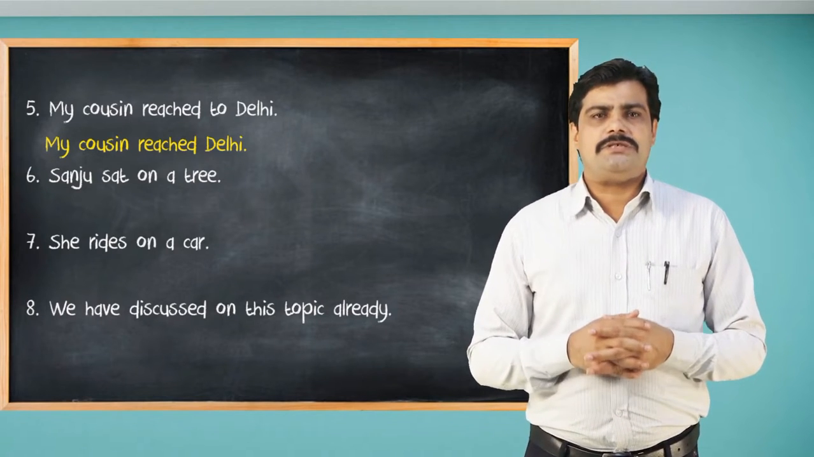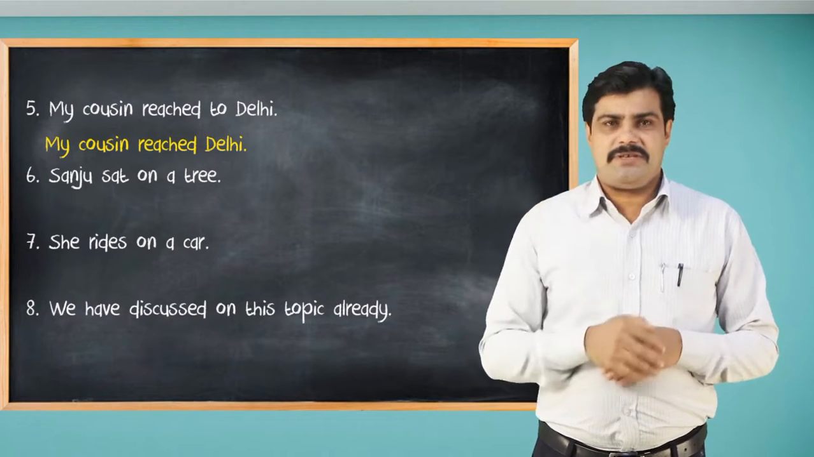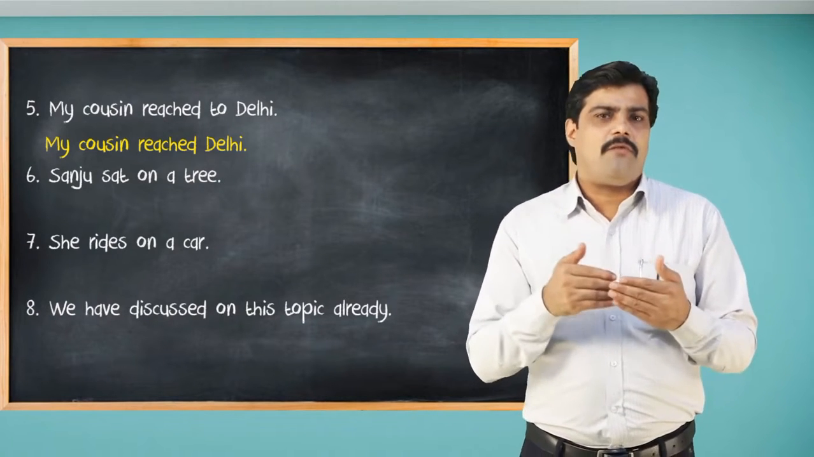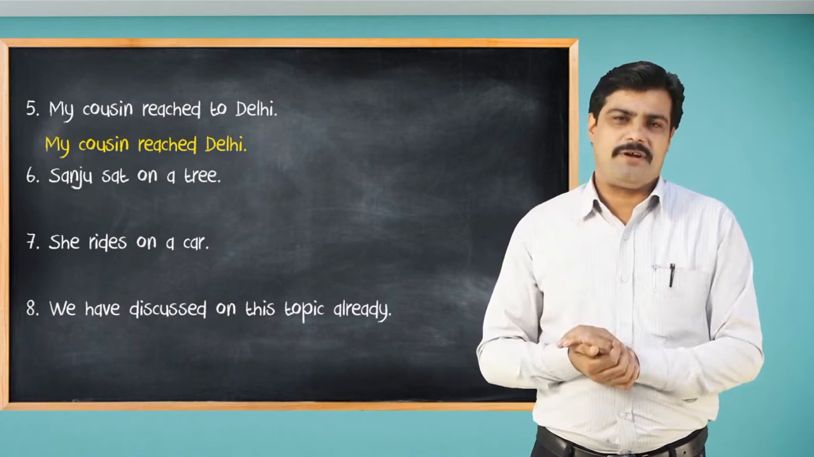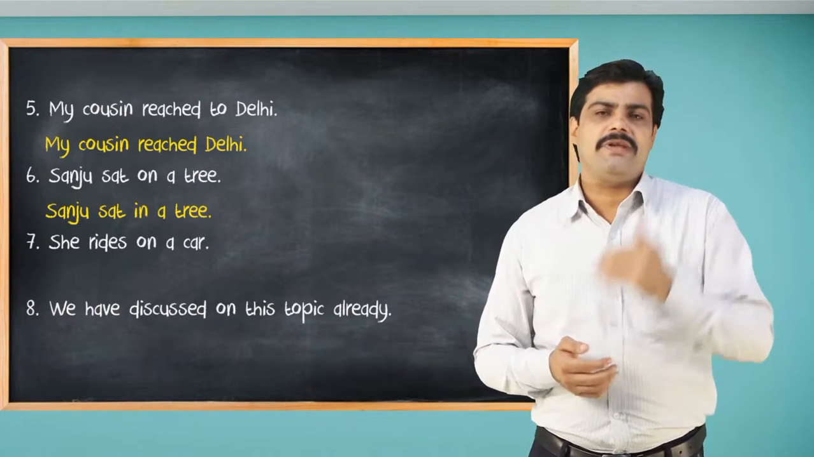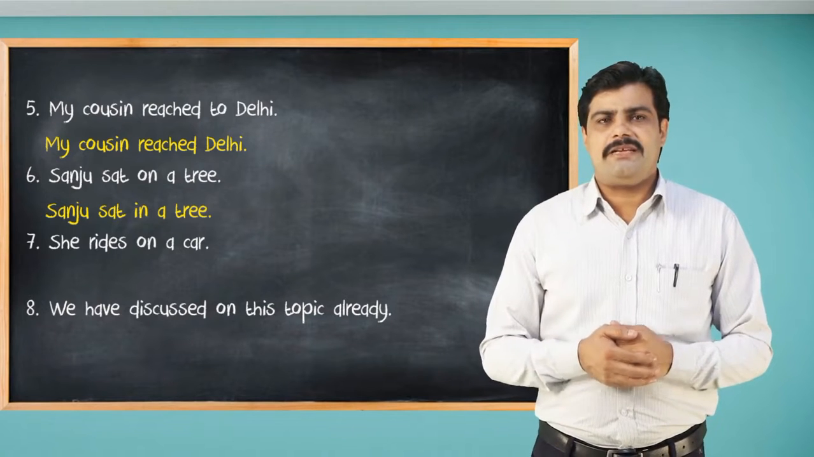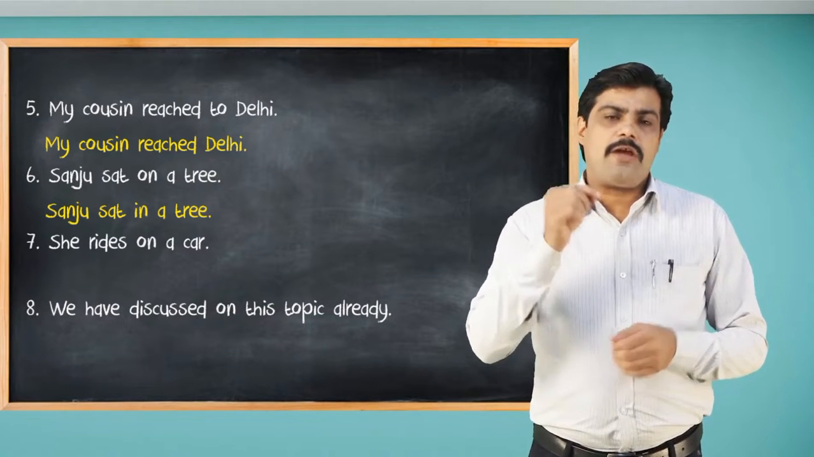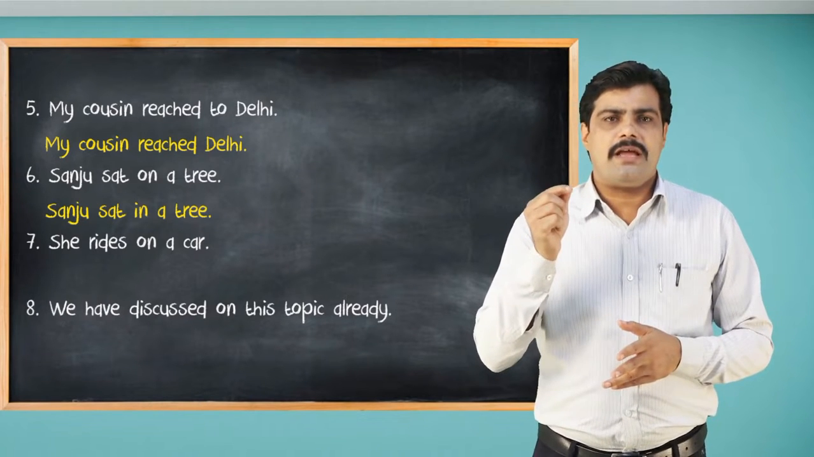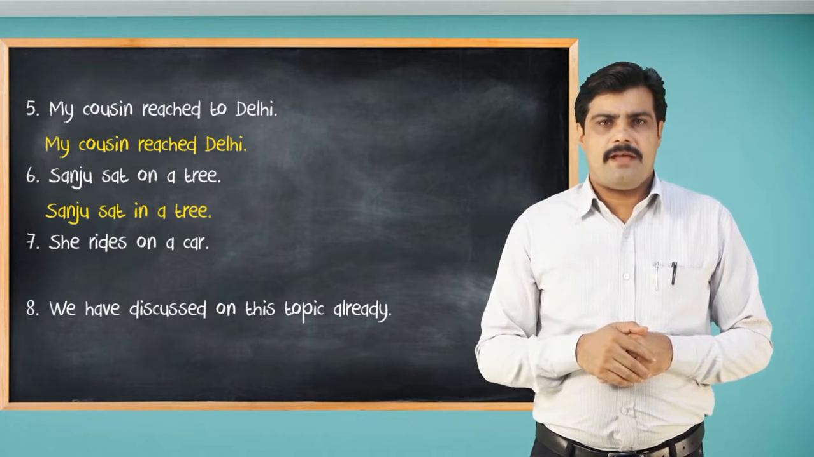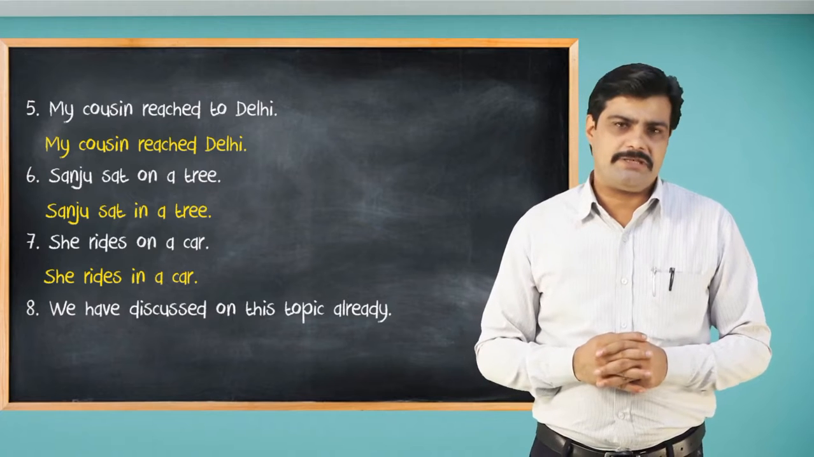Another sentence, Sanju sat on a tree. Now, in a tree is the right expression. Use in for tree. We use in and not on. Remember. So Sanju sat in a tree is the right sentence. Another sentence, he rides on a car. Now to say on a car is wrong because by means of transportation we use in. So say this sentence, he rides in a car is the right expression.